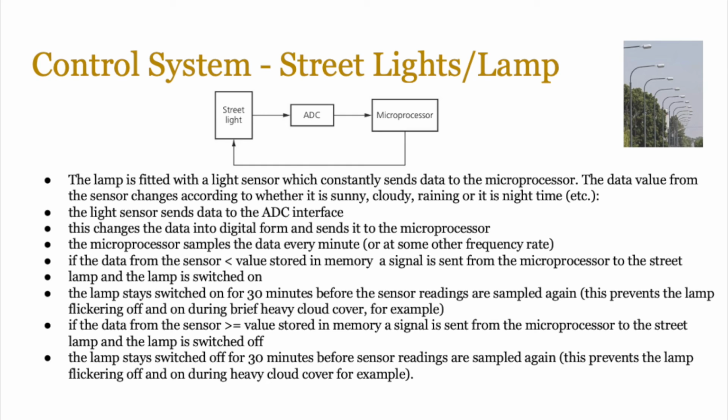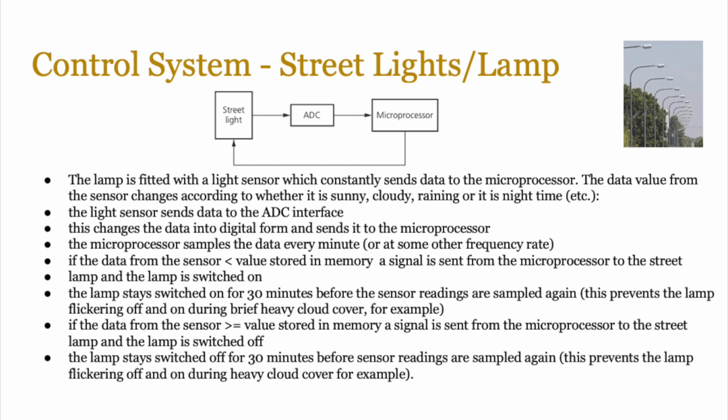It compares it to pre-stored values, and if the data is outside the range, the microprocessor now sends data to the actuator, and this needs to be converted using a digital to analog converter. If the data is less than the value stored in the memory, a signal is sent from the microprocessor to the street lamp to turn it on. If it's greater than the value or perhaps equal to the value, then a signal is sent from the microprocessor to the street lamp to turn it off.